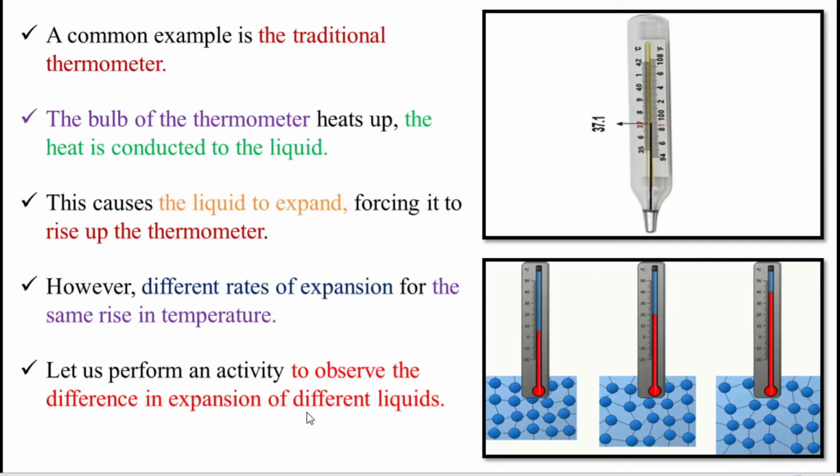So students, there are different rates of expansion for the same rise in temperature. The temperature is different for different objects. You can see in the second picture, you can easily understand that the temperature is different for different objects because the molecular vibration is different for different objects. So we are going to do some activity to observe the difference in expansion in different liquids.